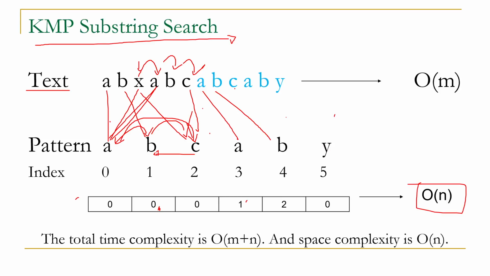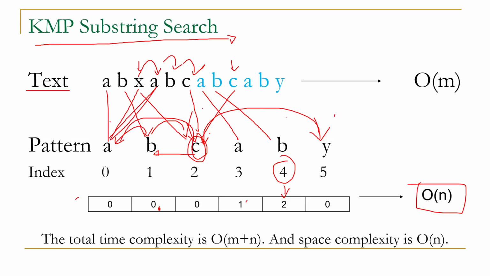But here the text has Y, and this is mismatched. So we can see the previous pattern index of this is 4 and the value is 2. So we have to go to the 2 index of the pattern. This is the 2 index. This is the c. Now we can check whether this is matched or not. Now c is matched.